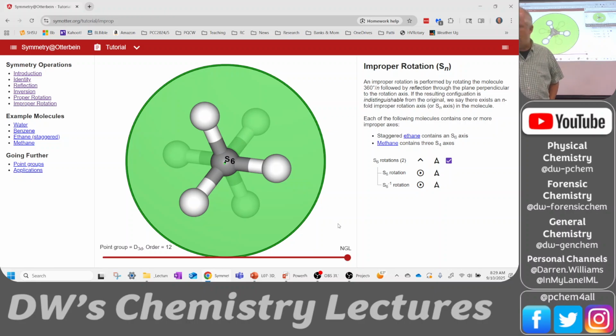Now let's use this to come up with the Schoenflies notation for the point groups.